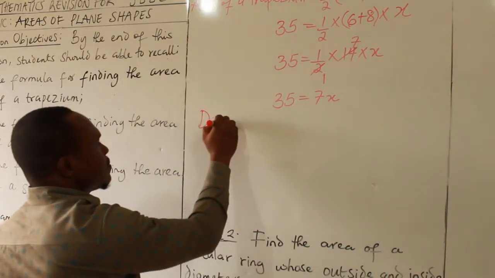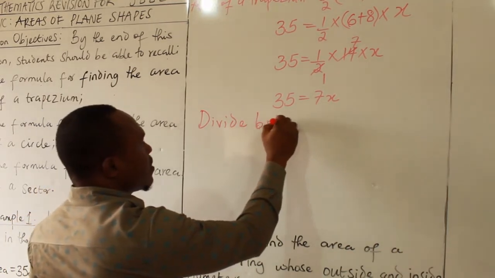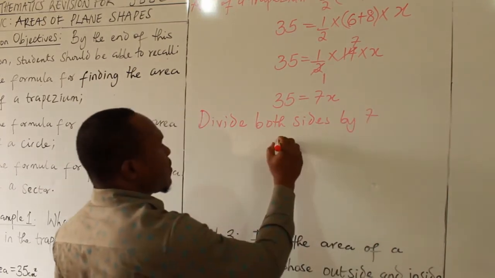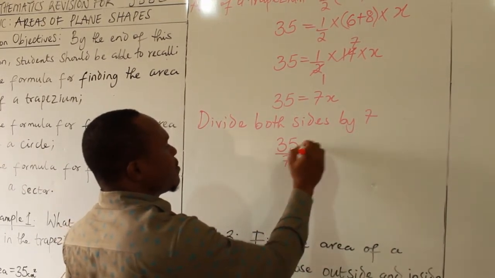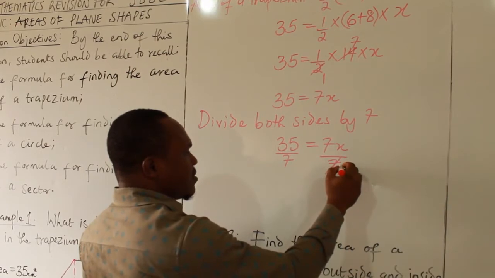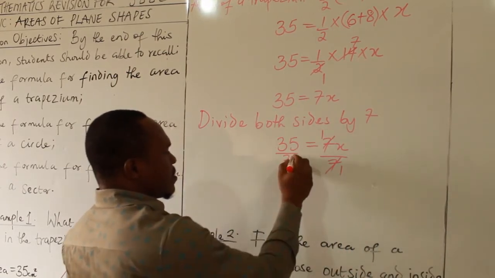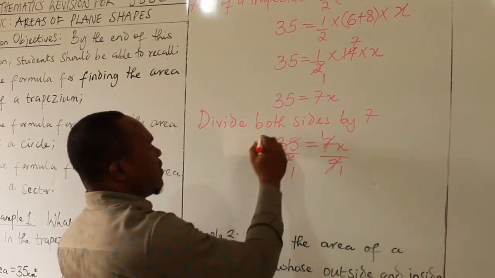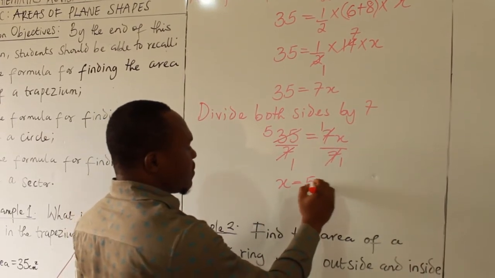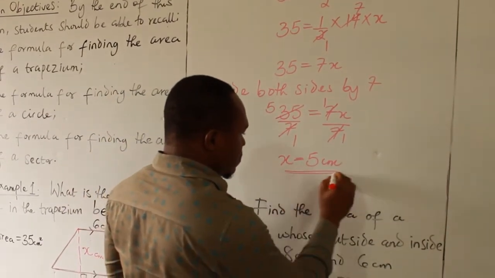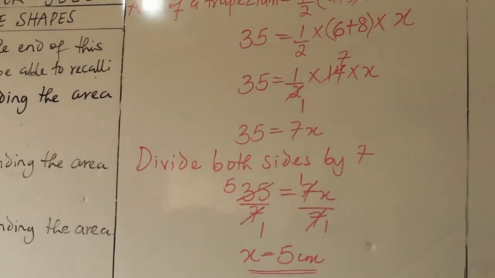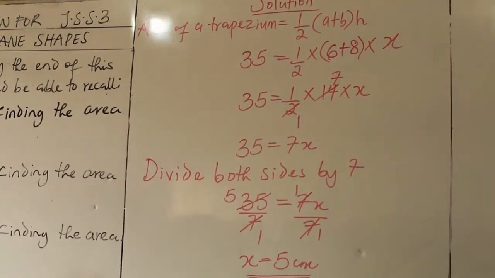So if we divide both sides by 7, we have 35 divided by 7 is equal to 7x divided by 7. 7 cancels itself once, cancels itself here once, and cancels 35 5 times. So it means that the value of x is equal to 5 centimeters. Therefore, the height of this trapezium is 5 centimeters.